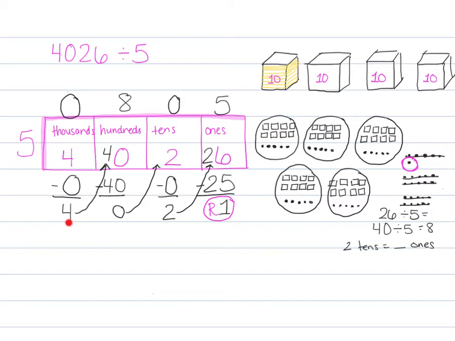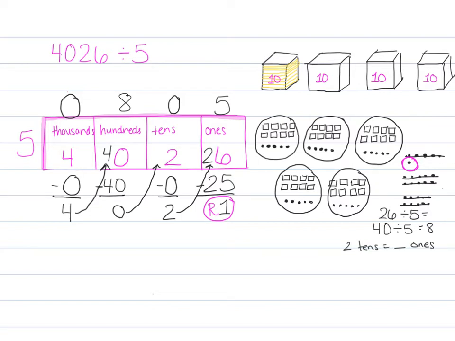So we know that 4,026 divided by 5 is 805 in each group. Here we have our 800s and our 5 ones in each of the 5 groups. What does this remainder 1 mean? It means that there's 1 that could not be put equally into the 5 groups.